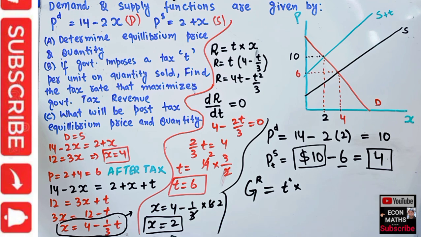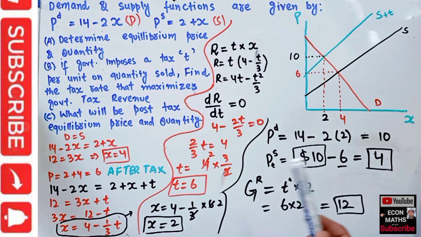The quantity transacted is 2, and the tax rate is 6, so 6 into 2 will be equal to 12. So 12 will be the government tax revenue. Now let me repeat it here to make it more meaningful.